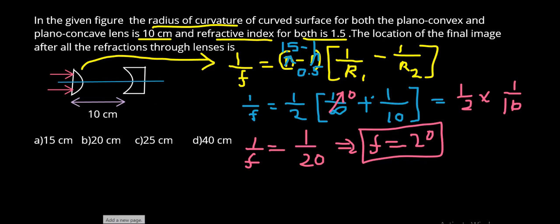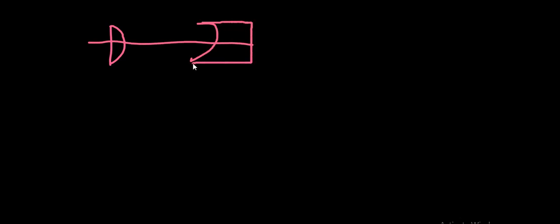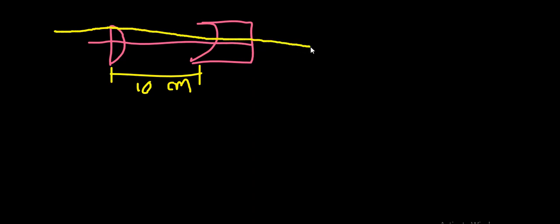So I will write it in diagrammatic form, drawing the same thing here. When the light enters, it is going to converge here at the focal length. The distance between these two lenses is 10 centimeter, given in the question, but the focal length is 20 centimeter. So when the light is incident here, it travels up to the focal point. I'll be drawing the principal axis here, the principal axis.